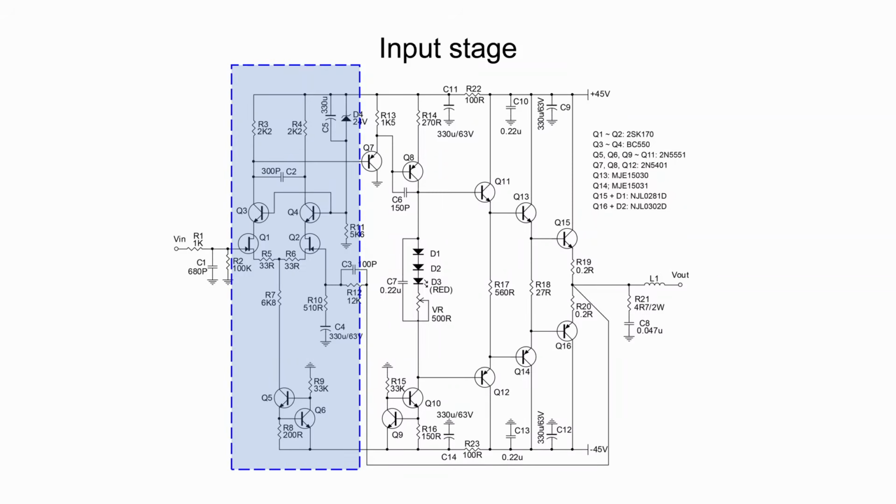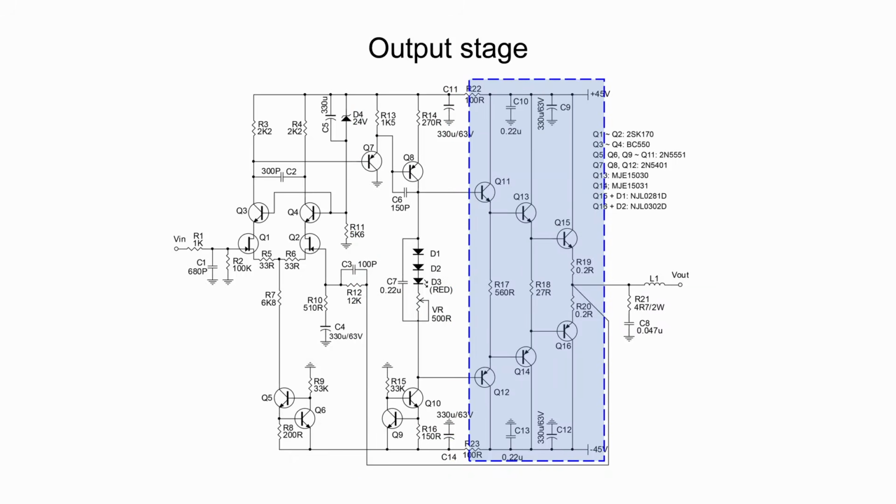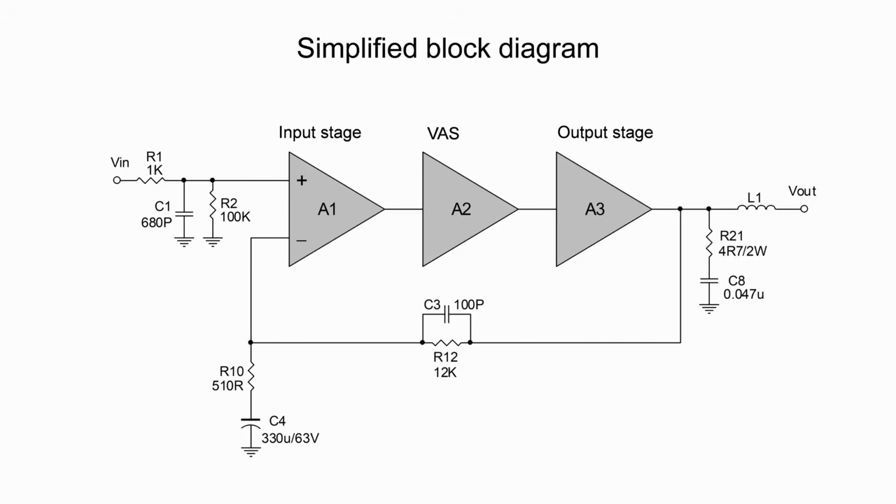Now, let us come back to the schematic. The blue rectangle is the input stage of the power amplifier. Here is the voltage amplifying stage, or simply called VAS. It is then followed by the output stage. After these 3 stages, the schematic is now simplified into this block diagram. A1, A2, and A3 are the voltage gains for these stages, respectively.